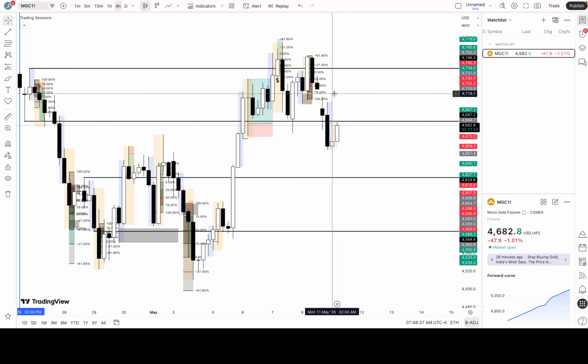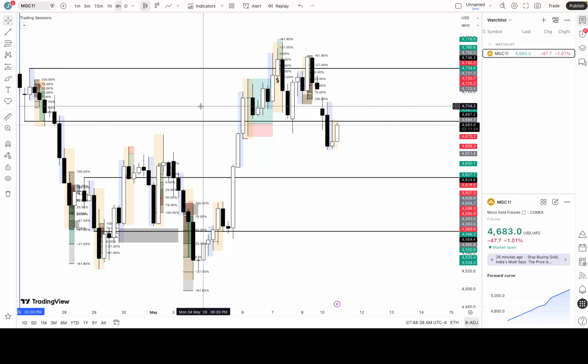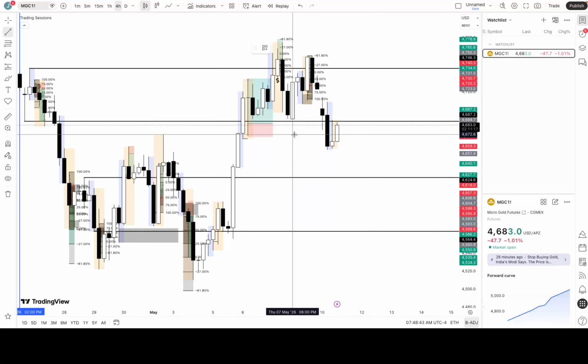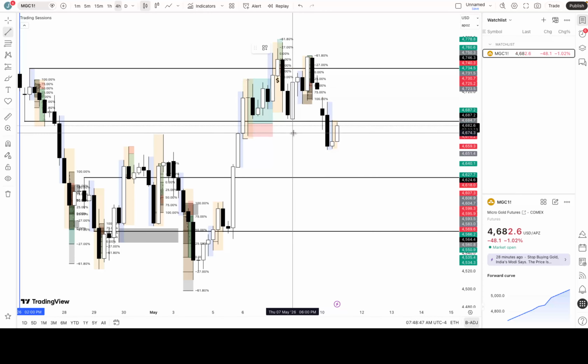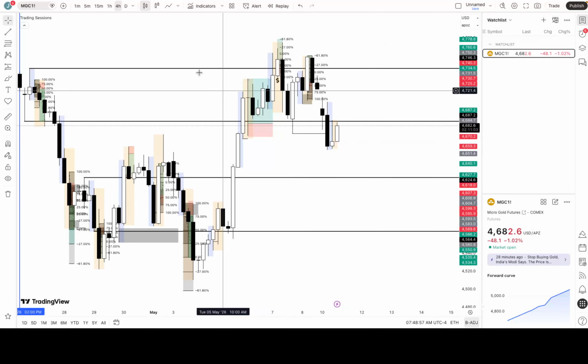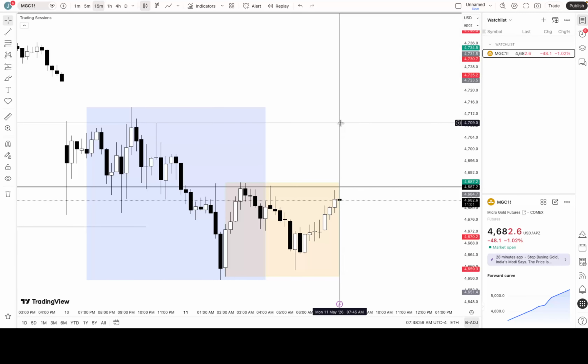We never really filled this gap right here, but we know that price never really has to fill that gap. It usually does, and if it did, it would have done it right here. But this one didn't need to, so I'm not gonna rely on that as some sort of confluence.